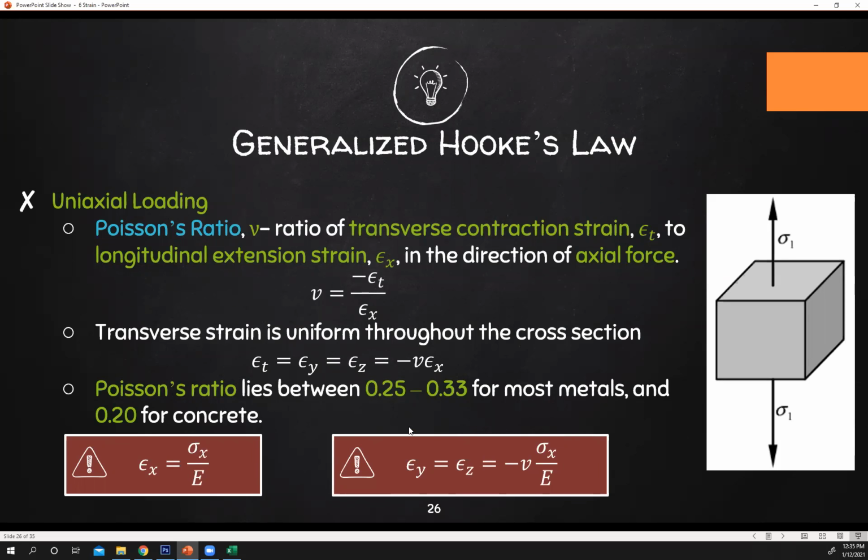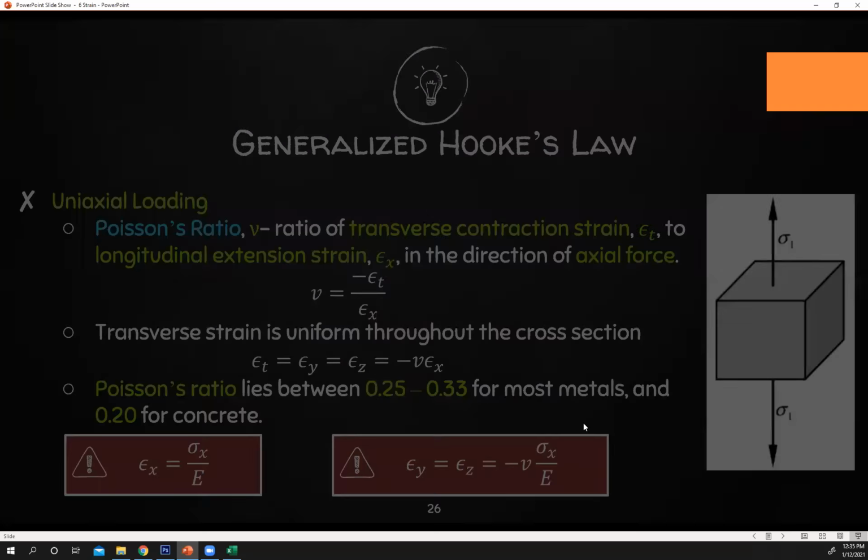And then here, another equation. Strain in Y equals strain in Z, it's going to equal to epsilon T, and epsilon T is negative V epsilon X, and epsilon X has this equation. So just sub that into this equation, you get this. So strain in Y and strain in Z, the strains along the transverse directions, are equal to negative V, Poisson's ratio, times stress in the longitudinal direction, the same direction as your force, over E. Later on in the example, you'll see the differences clearer.